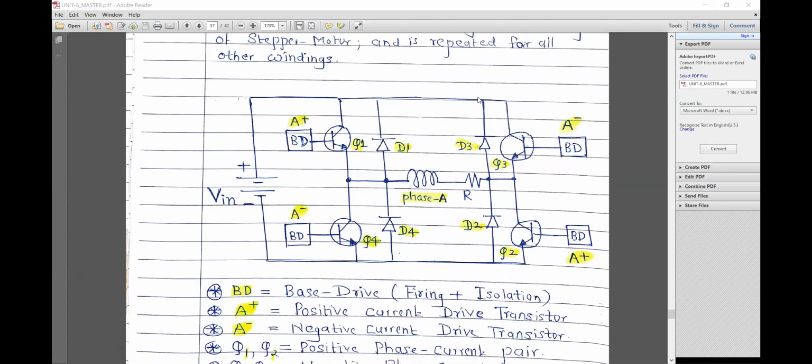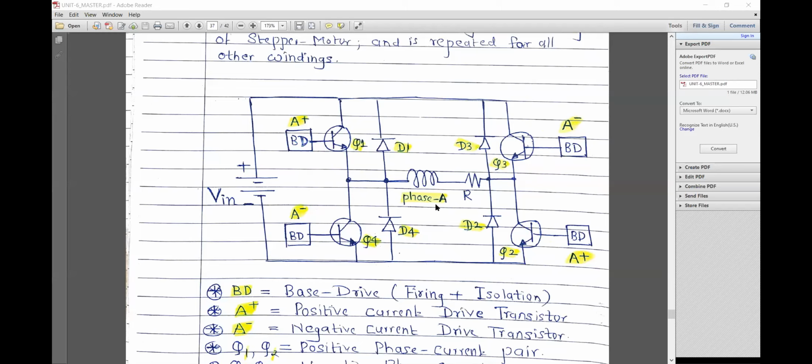So the input is DC. When the input is DC, this circuit can either be an inverter or a chopper. Is it clear? Because a chopper has DC input, DC output. An inverter has DC input and AC output. So if we carefully see this and refer to our notes for the chopper unit, there are Q1, Q2, Q3 and Q4.